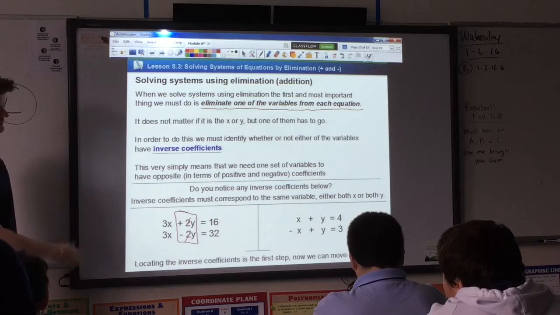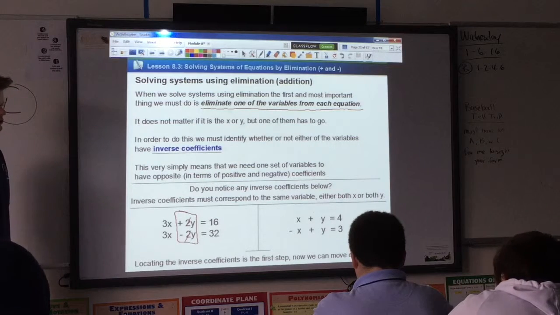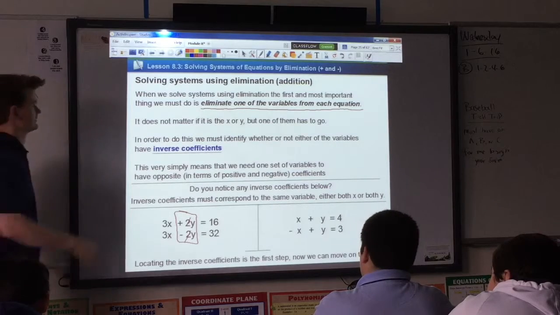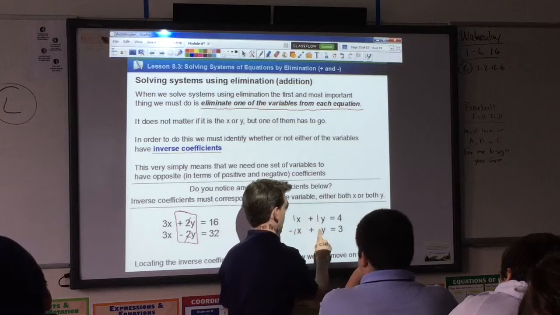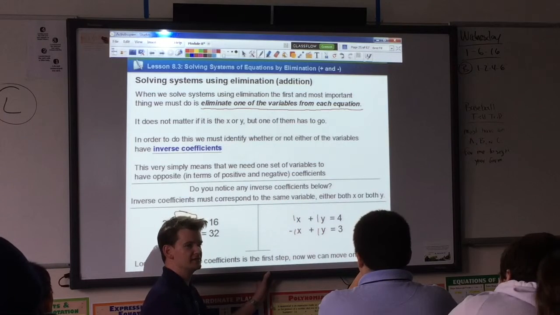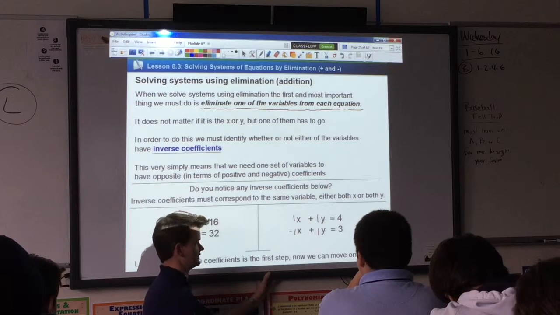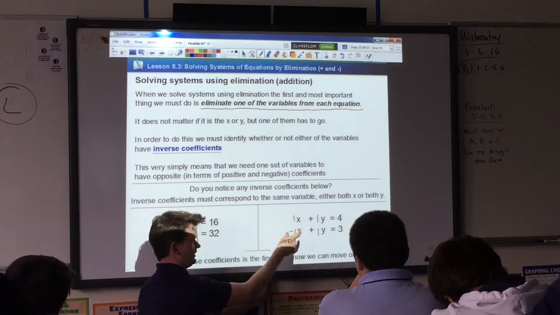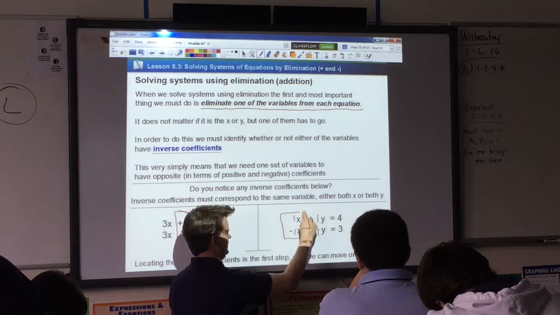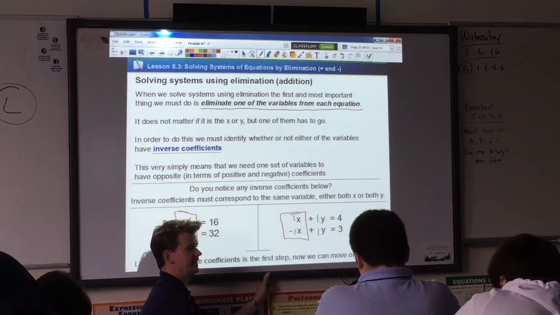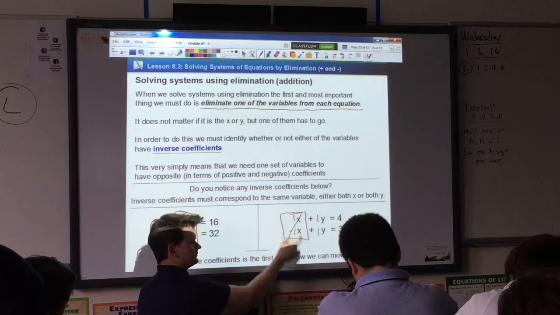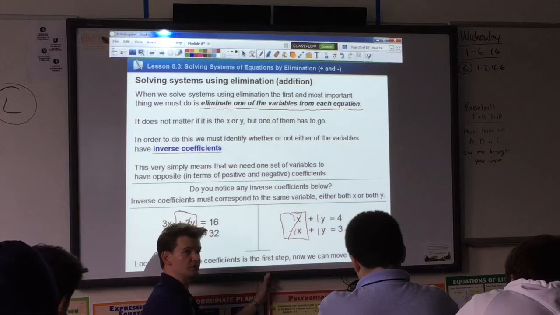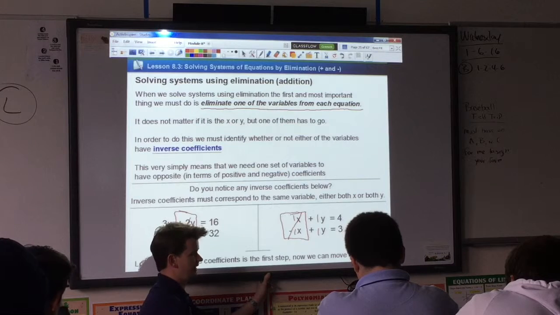Looking at the second equation, do you see inverse coefficients? Yes or no? Where? For x. What you don't see here, guys, is the invisible ones. I have an invisible one here, here, here, and here. And my x's are inverse coefficients. I have a positive one. I have a negative one. I identify my inverse coefficients. Once I identify them, what can I do? I can cancel them out. I will then solve for y, which is something that we will probably do after lunch.